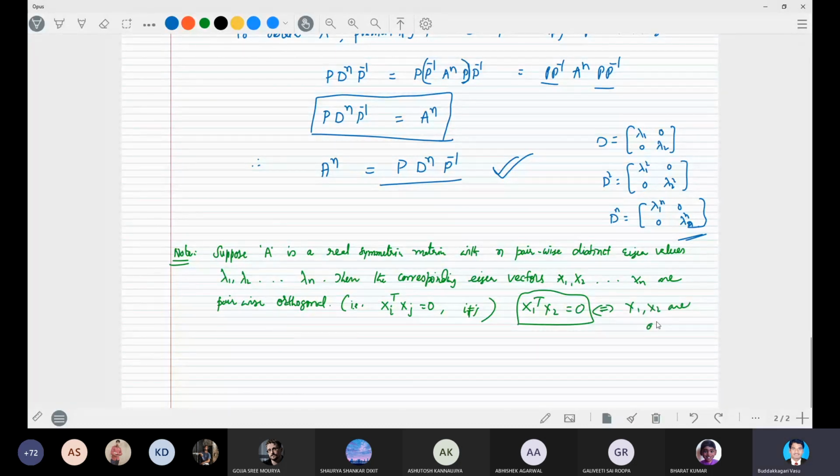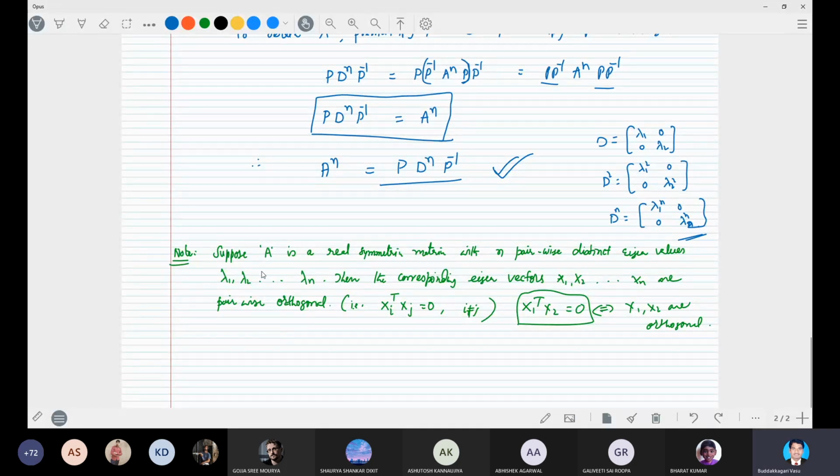Are orthogonal. Okay, this is what orthogonal means, right? In such a case, when these orthogonal vectors also constitute the model matrix P, but that P matrix cannot diagonalize.